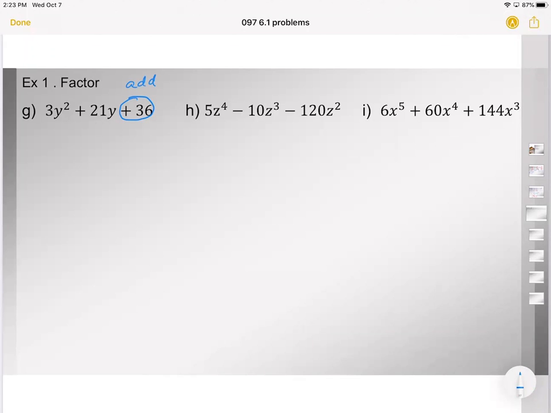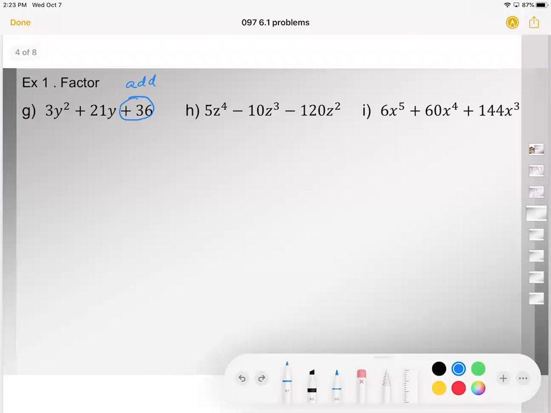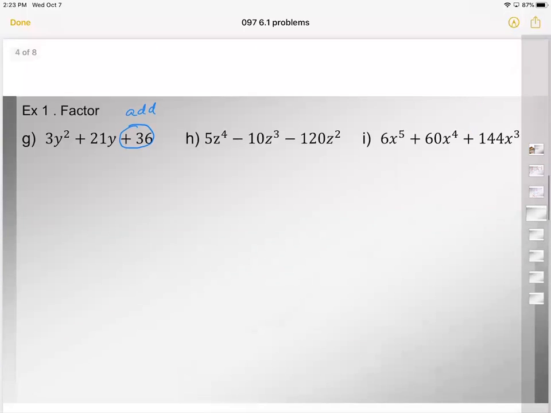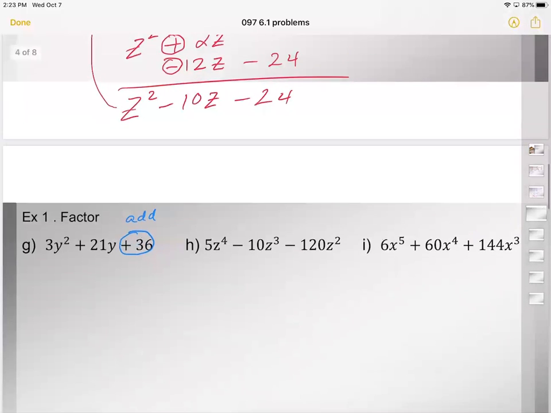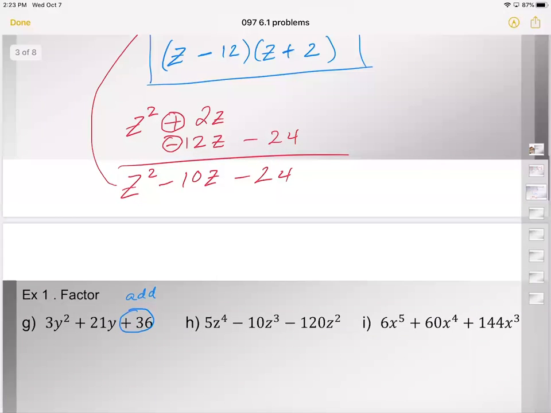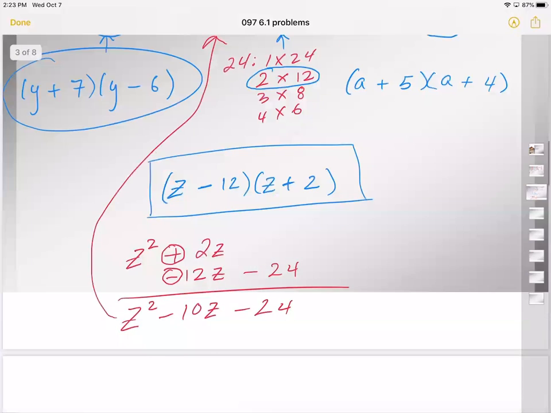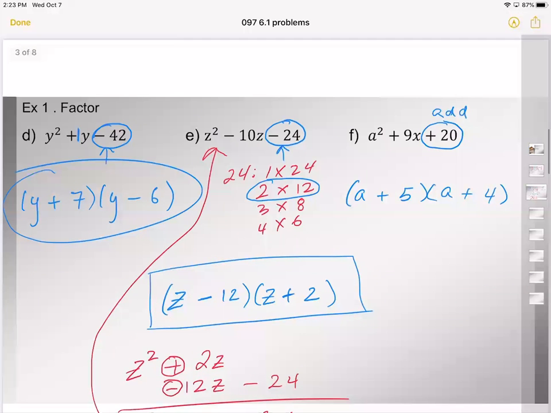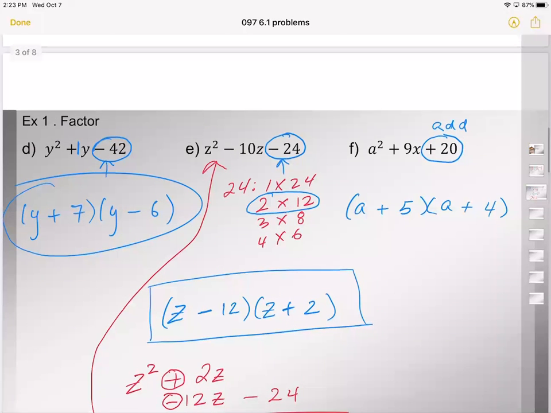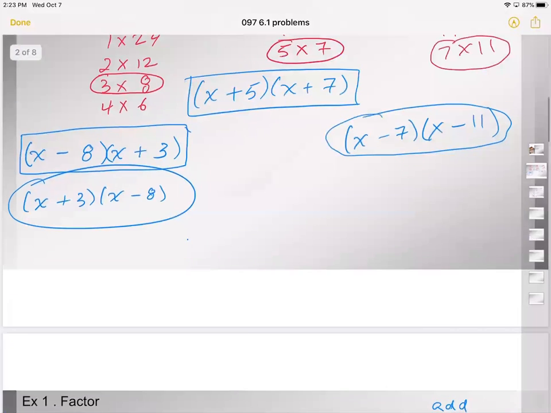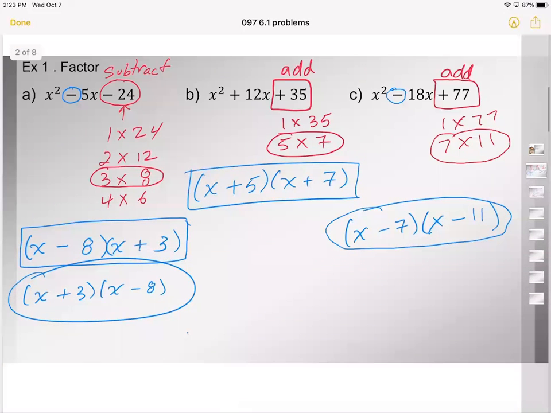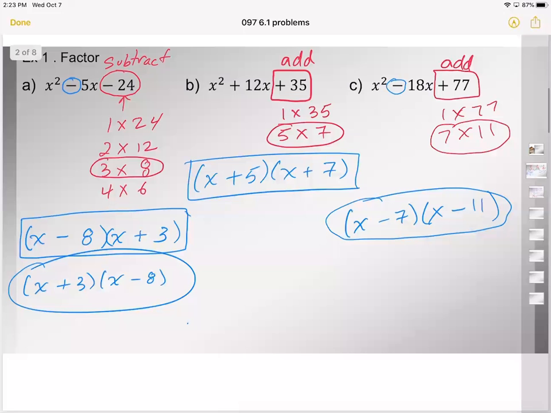But what is the difference between this set of problems versus the previous 6 problems that we have? What is the difference here? If you look at the previous 6 problems, there's nothing in front of the y square, the z square, or the a square, and there's nothing in front of the x square in this item here, meaning my x square is 1.